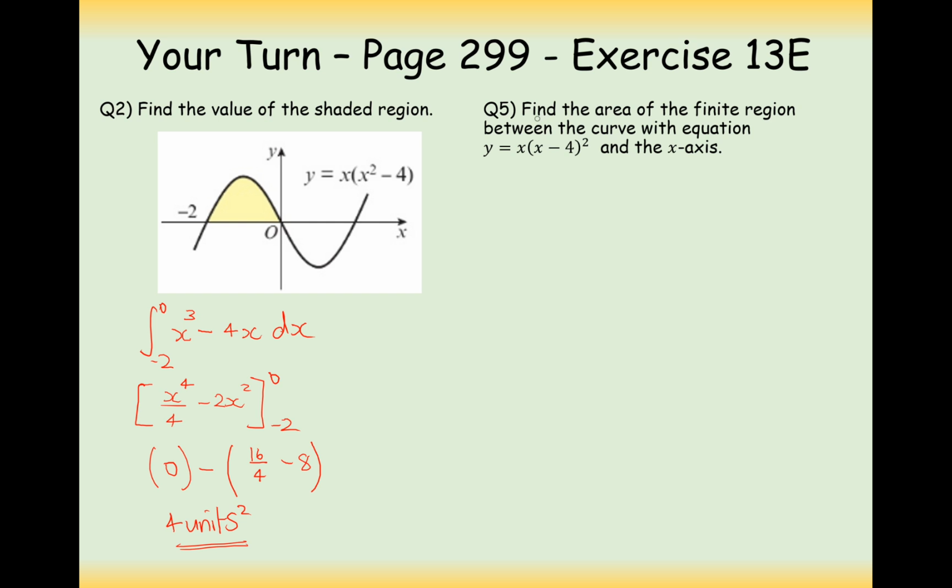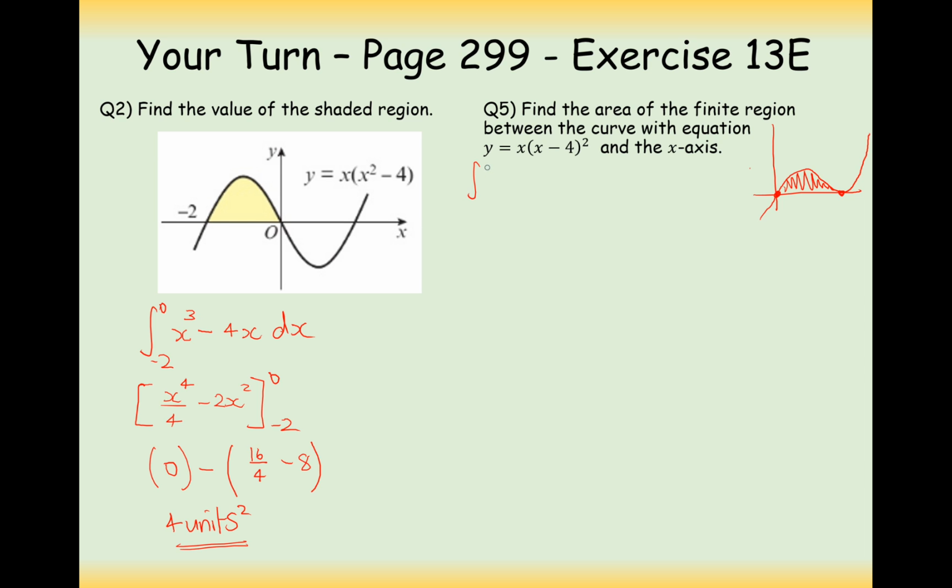Right, so the next question here is find the area of the finite region between the curve with equation y equals x bracket x minus 4 squared and the x-axis. So what is this curve going to look like here? So it's going to intersect at x equals 0 if we find a root, and it's going to intersect at 4 as well. And it's going to be an x cubed shaped graph because that's the highest power in the x term. So it's going to come down, it's going to be a repeated root of x equals 4 because there's a squared term on it. We've seen that from previous videos. So we're looking for this area here.